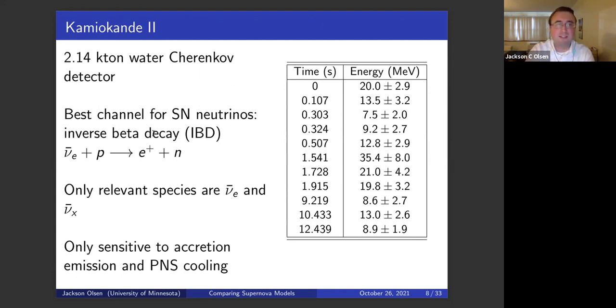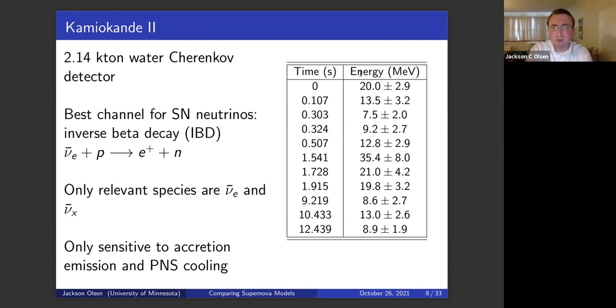Because it's a water Cherenkov detector, the best channel for supernova neutrino detection is the inverse beta decay channel, in which an electron antineutrino interacts with a proton, produces a positron and a neutron, and the Cherenkov radiation from the emitted positron is what's actually observed in the detector. Now, this interaction only occurs for electron antineutrinos. So the only relevant species are nu E bar and also nu X bar, because of oscillations they can get mixed together.